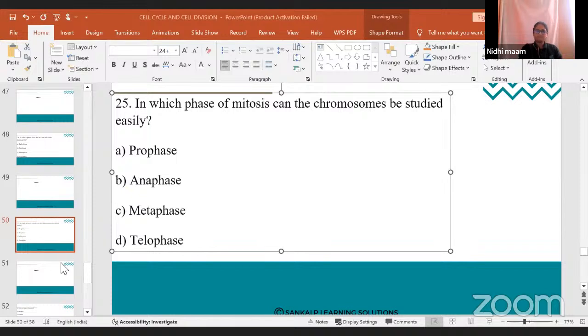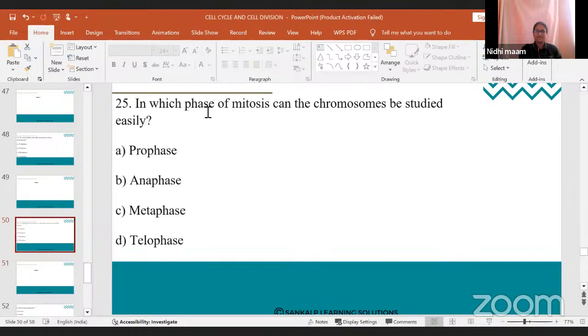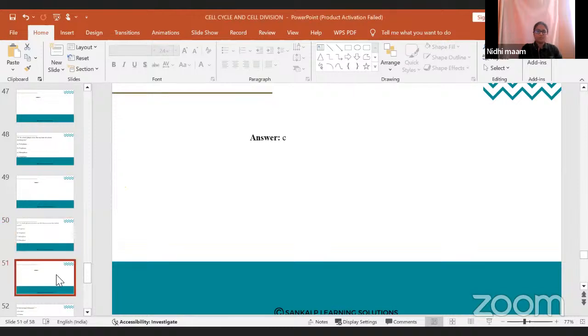Okay. The right answer for this question is option C, metaphase, as all the chromosomes will be situated at the middle of the cell. It was correctly answered by Ammu, Sangamesh Nellur and Bhimabai Ambedkar on YouTube. So the right answer is option C.